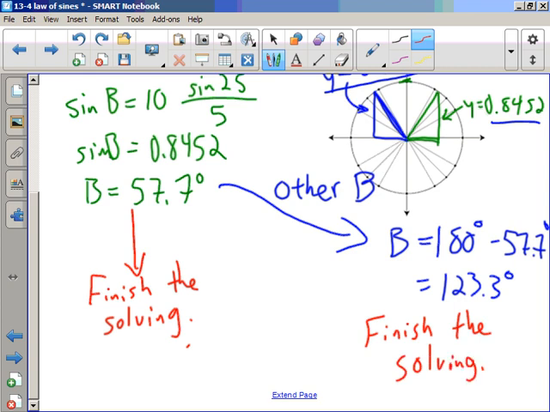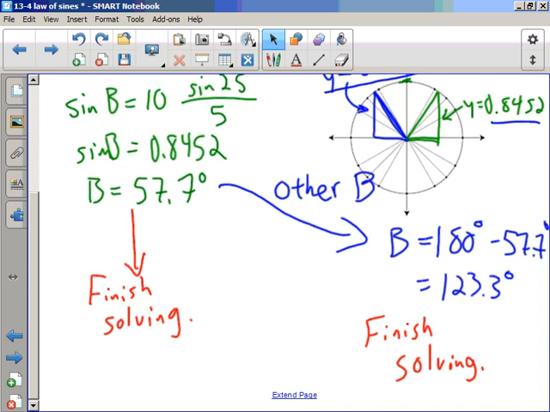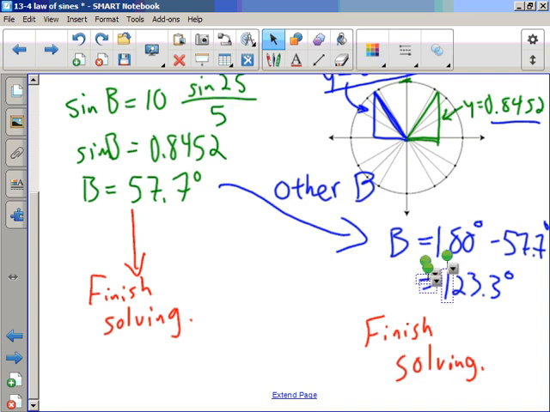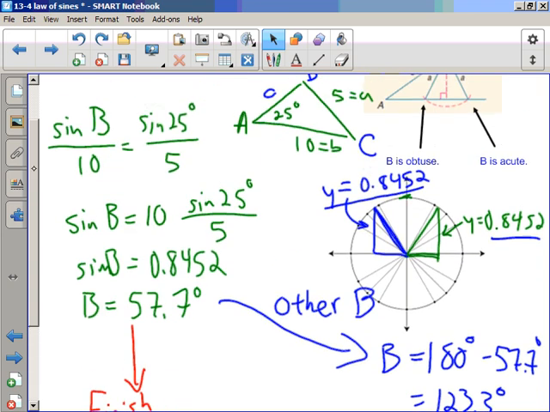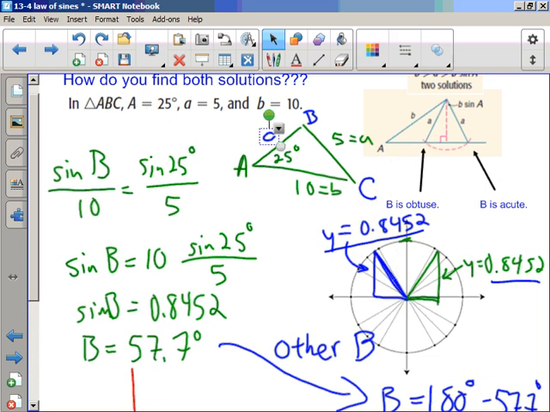and you would do it twice. You got two triangles. You finish solving with the 57.7. You get answers for that. You finish solving with the other B, the 123.3, that you always do this to figure out the other possible value for B, and you get different answers for C and c. There you go. We'll have some time in class to do that, but that's how you handle those.